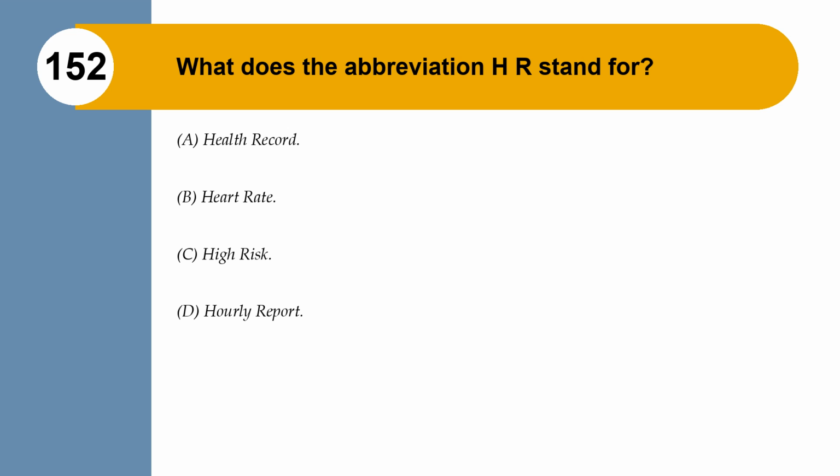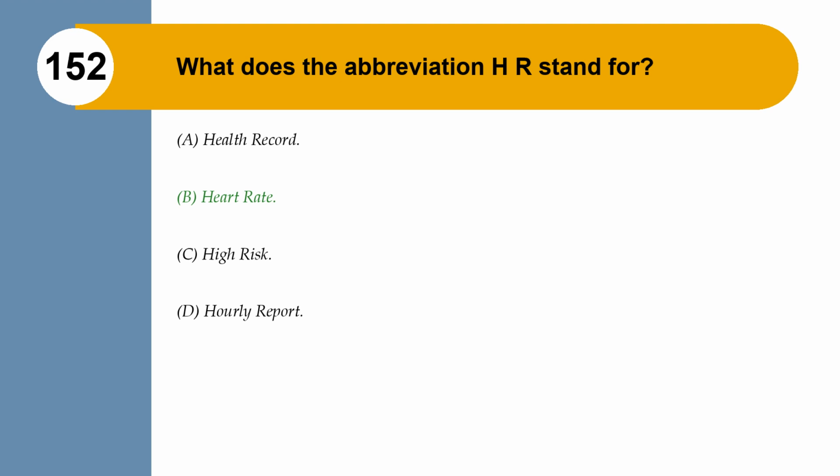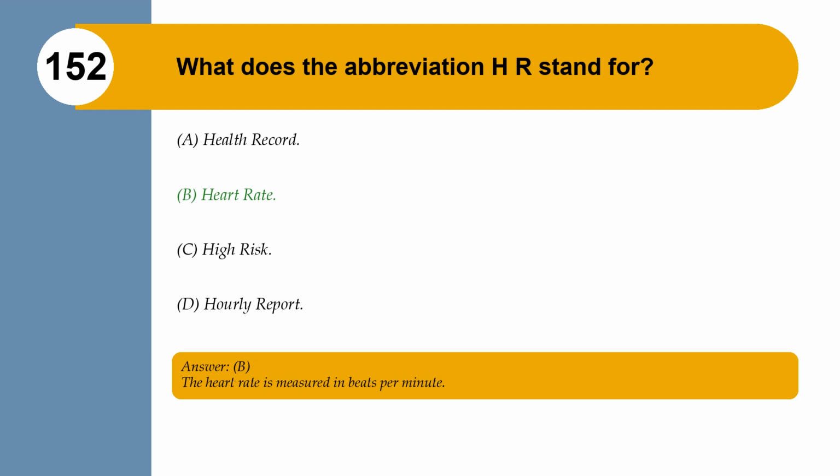Question 152. What does the abbreviation HR stand for? Option A, health record. Option B, heart rate. Option C, high risk. Option D, hourly report. The correct answer is option B, heart rate. Explanation. The heart rate is measured in beats per minute.